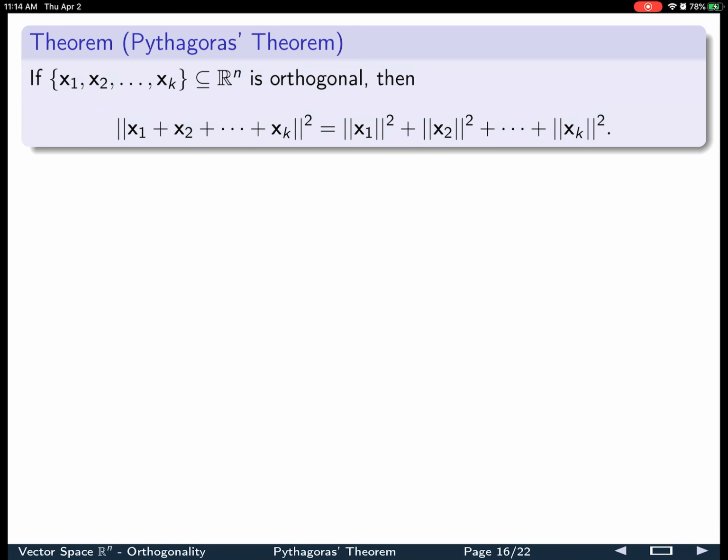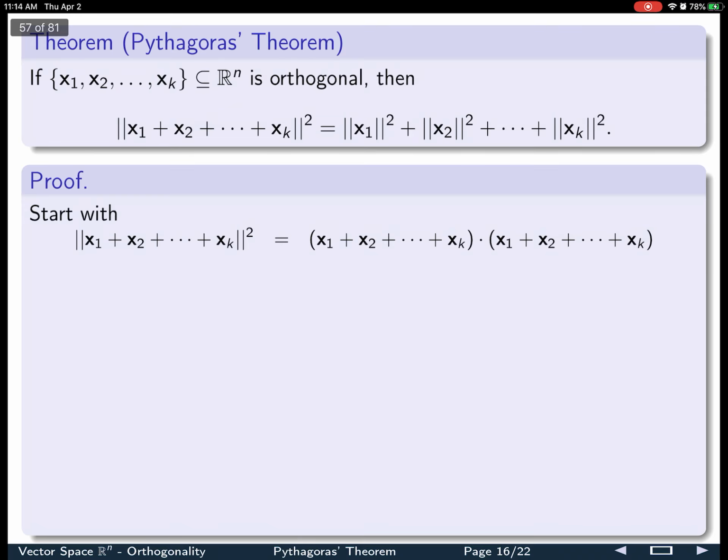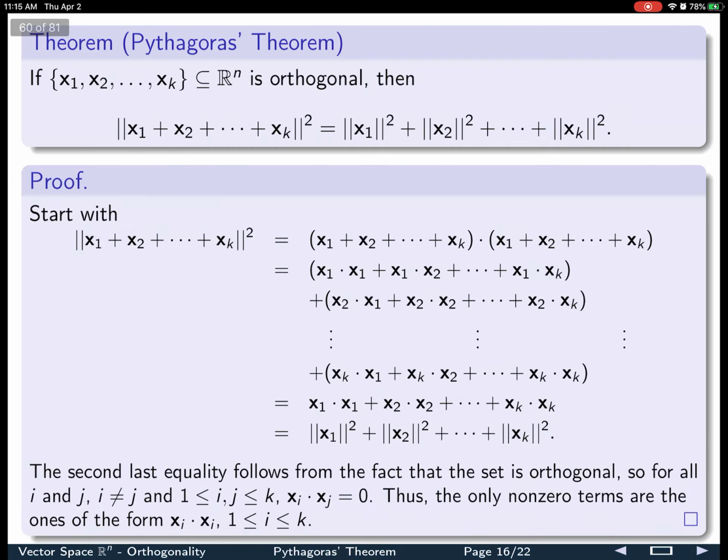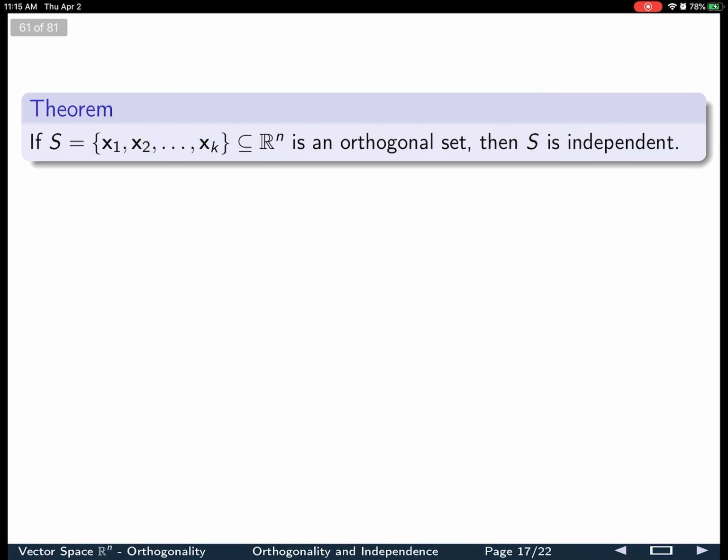Sure, Pythagorean theorem here. As long as we have an orthogonal set of vectors, x1 through xk, then their sum works out according to this equation because dot products, lots of dot products. There you go.